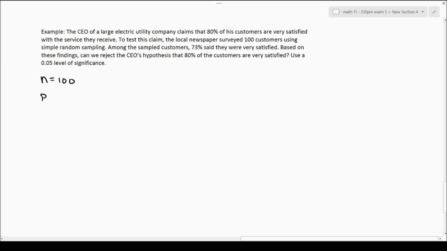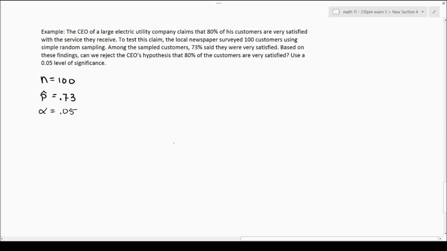That's p hat. P hat is the proportion of your sample with that characteristic. So if they had told us the number of people out of the 100, like 12 people or 17 people, that would have been x. P hat then would have been x over n. But they already gave us the percentage, so that is p hat. What else do we have? We have a 5% level of significance.